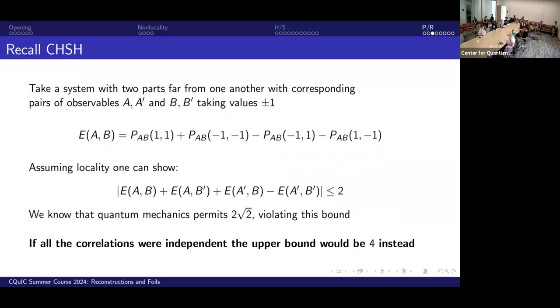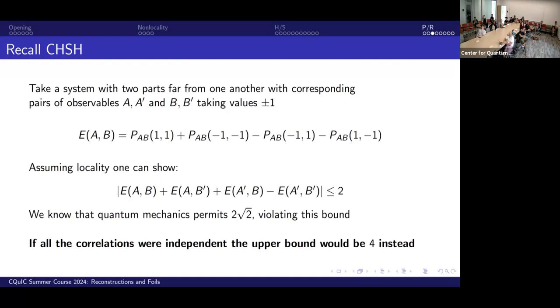Consider the correlation between them, which can be given by this expression. If you assume locality, then after some manipulations, you can show we have this kind of constraint on this particular sum of correlation functions for measurement apparati A prime, B prime here. However, we know that standard quantum mechanics in fact permits a value of 2 square root of 2 for this, which violates that bound, showing non-locality. This should be 1 before.